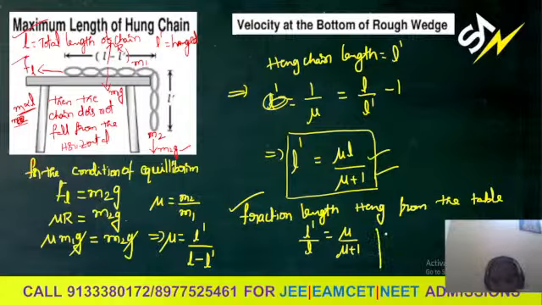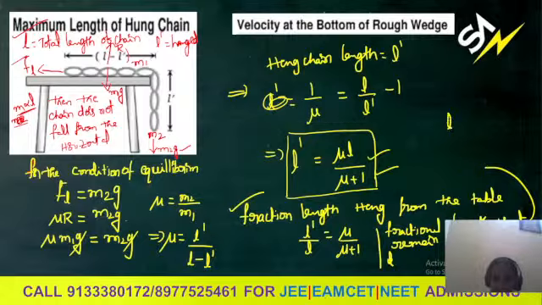And what is the fractional length that remains on the horizontal surface? Fractional length hung means the hung length by total length. Fractional length that remains on horizontal means we need to find, let me write for this point, L minus L dash, the remaining length, by the total length, which will be equal to 1 by mu plus 1. Because L dash is mu, L is mu plus 1. So L minus L dash by L will be equal to 1 by mu plus 1.